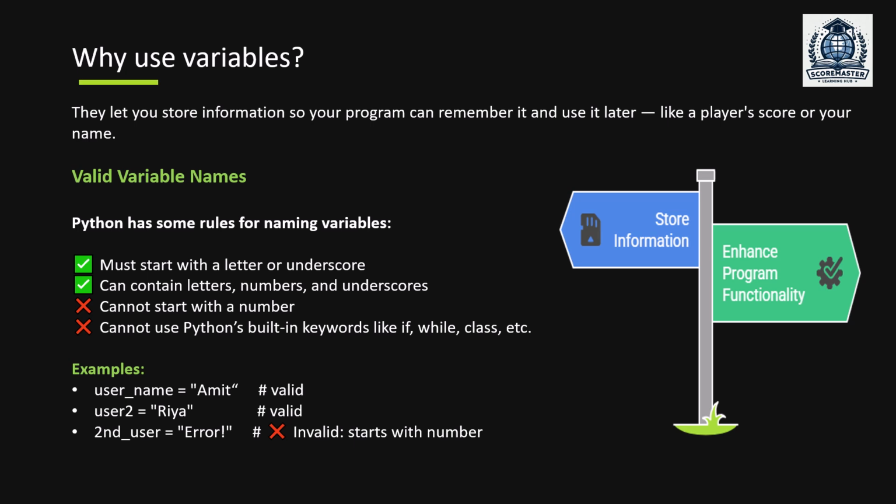Examples: user_name = "Amit" is valid. user2 = "Ria" is valid. 2nd_user = error. Invalid, starts with a number.